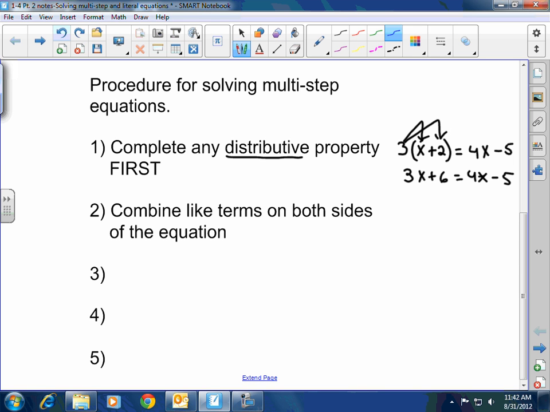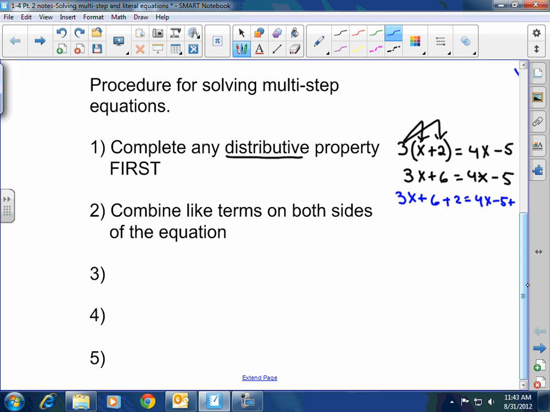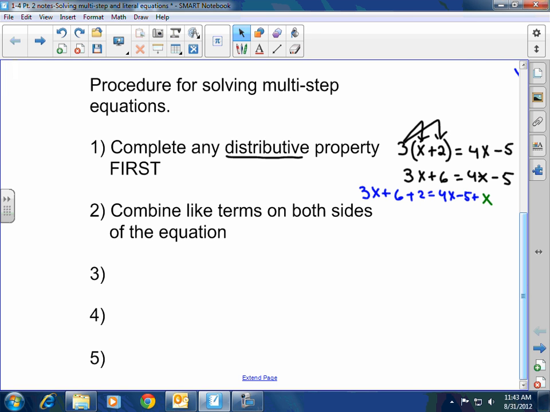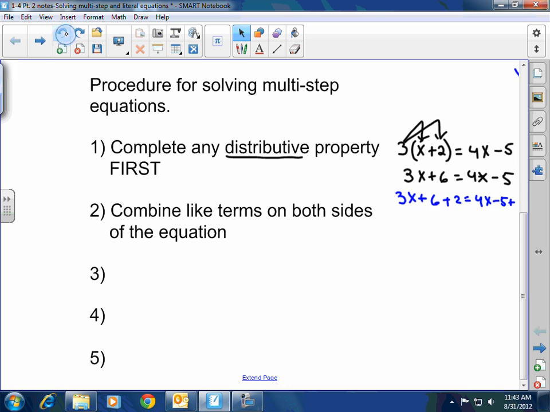But if I did have terms to combine, for example, if I had over here 3x plus 6 plus 2 equals 4x minus 5 plus x, sorry about that. Let's go ahead and just move this over. Okay. Negative 5 plus x, well then in that case, you'd have 3x plus 8, because you combine those like terms, and that's going to equal 5x minus 5, because you combine that x and those 4x's. So, go ahead please, and remember to combine like terms on both sides of the equation.